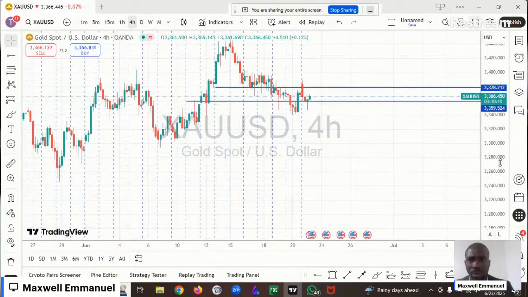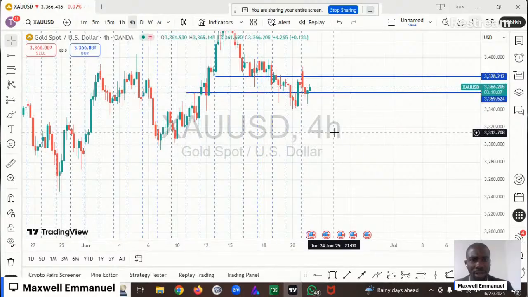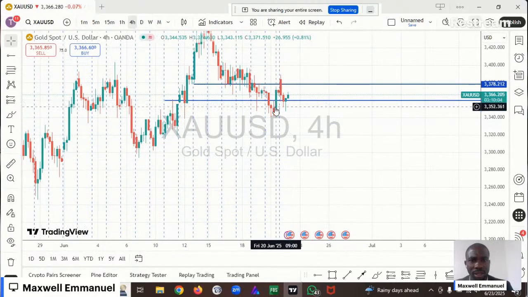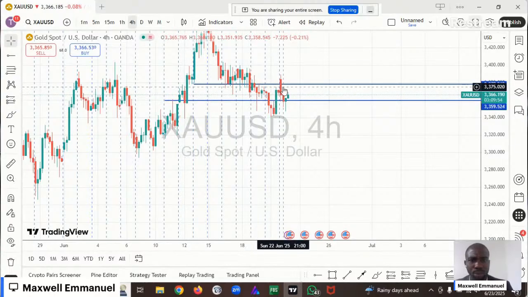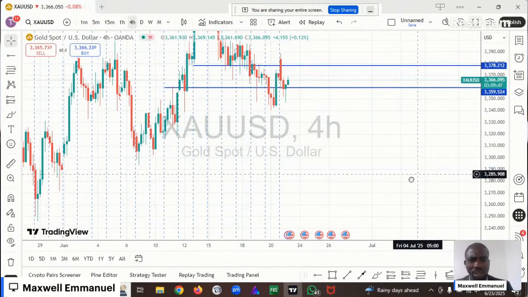So you can see the pattern we had on the 4-hour time frame. We had an engulfing pattern on the 4-hour time frame last Friday, and you can see after the formation of this engulfing candle, a fair value gap was created on the 4-hour time frame, and price has pulled back to fill that fair value gap, and the market is currently trading above the high of that fair value gap. You can see that.